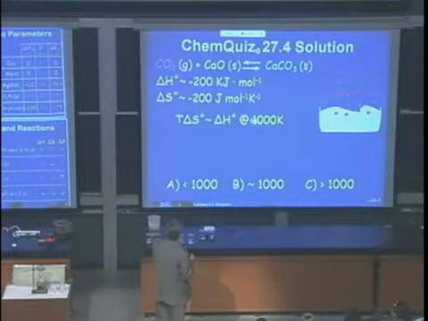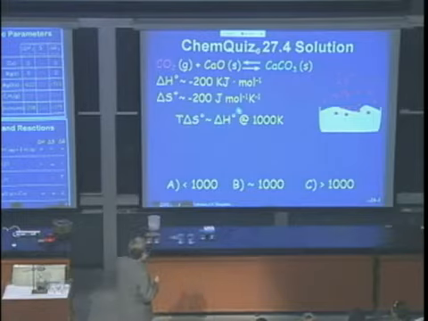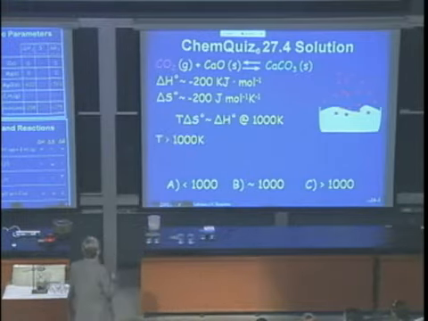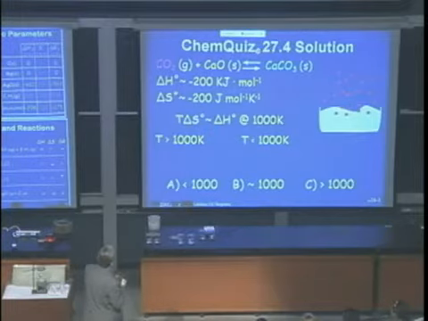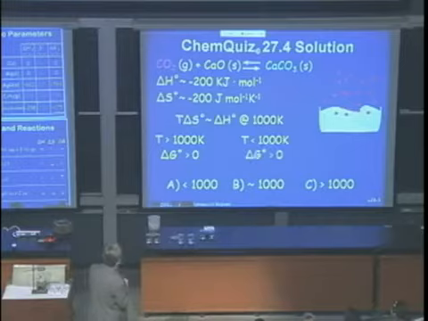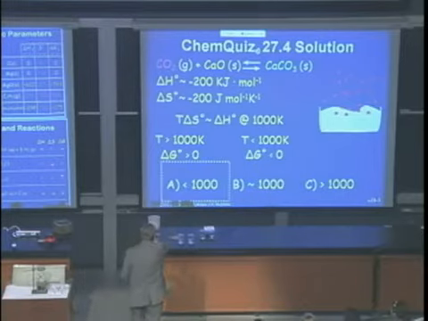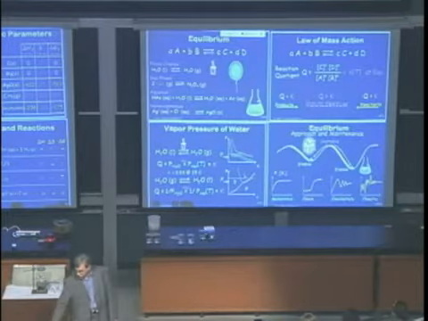So at 1,000 degrees, T times delta S is about delta H. It's not about, actually. It is delta H naught. And larger than 1,000 degrees, delta G naught is larger than 0. And in the other case, it would be smaller than 0. And this was the answer. Okay? Good. Let's do something else now.